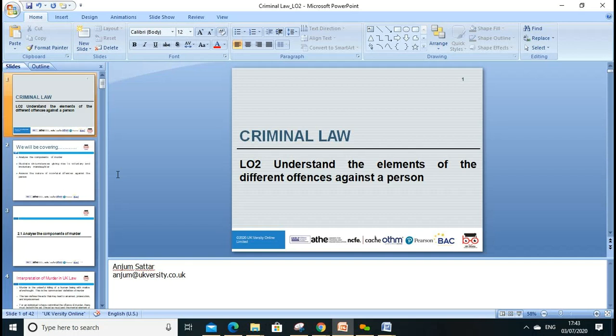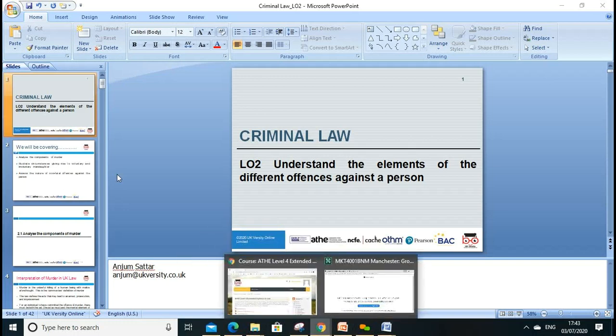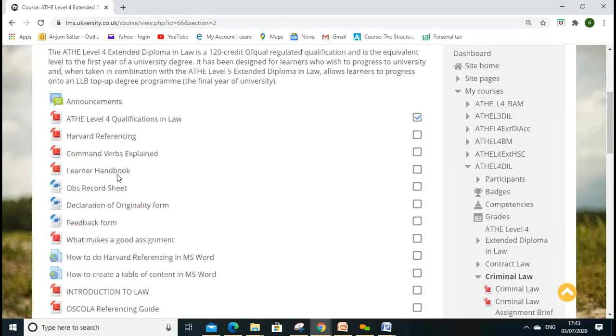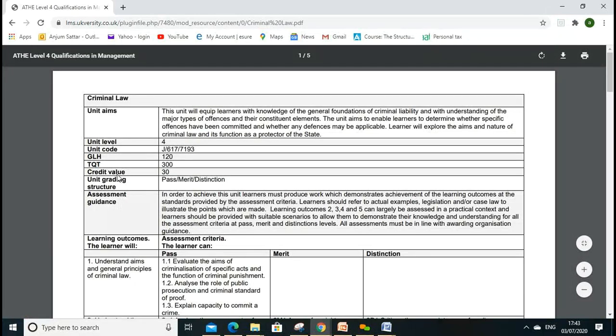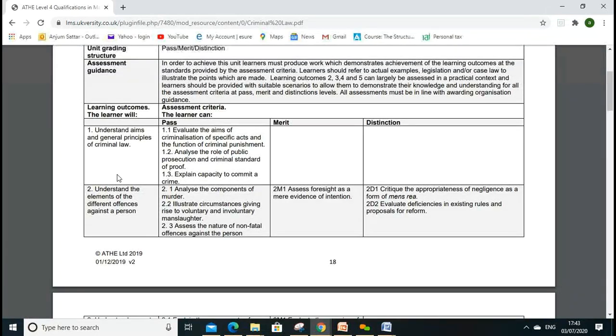So before starting this lesson, first of all, we recap what we learned during our first lesson and what we're supposed to learn under LO2. So let's look at what we learned during our first lesson. We are doing criminal law, which is everything on Moodle, so you can find all the resources on Moodle. This unit, we already covered 1.1, 1.2, 1.3. Today's lesson will go through 2.1, 2.2, 2.3.